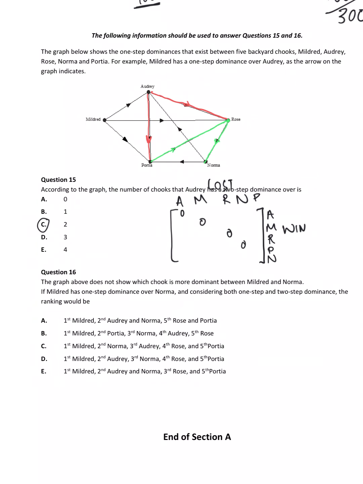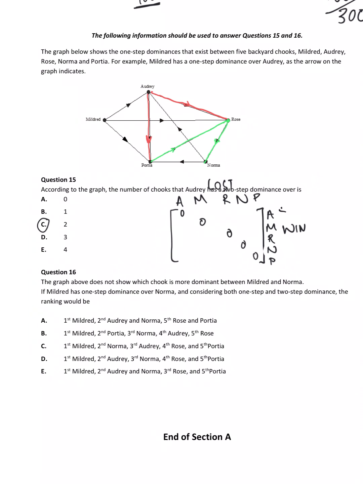Oh, sorry, I've realised I've put a letter in the wrong spot. This should be Portia here, and this is Norma. Oh God, I just did it again. That should be Norma. And this should be Portia. Okay, so zeros all down the diagonals, and then you could just fill it in one at a time.